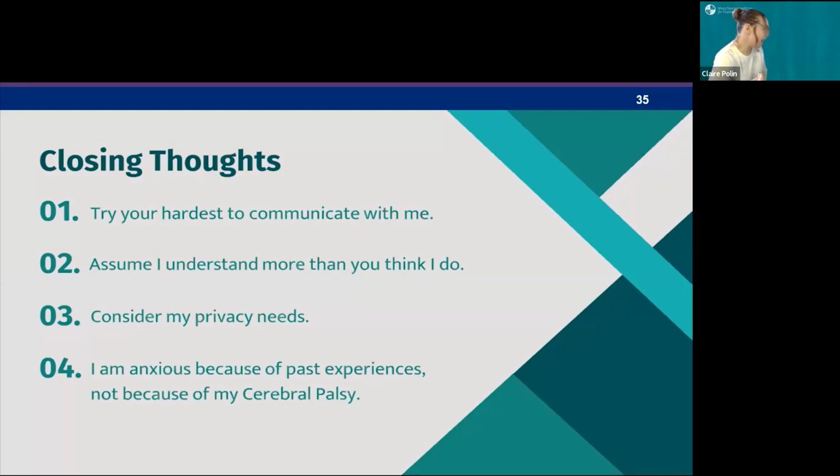And lastly, the last thing I want to elaborate on is consider my privacy needs. For this one and for the other one, I am not just talking about me. I'm talking about individuals in general. When an individual with a disability comes into your office, think about the fact that they might be a mature adult and they might not want their caregiver or their mother in the room. Privacy is just as important to us as it is to a neurotypical individual. So always ask us and our parents, or even just us, what we are more comfortable with.